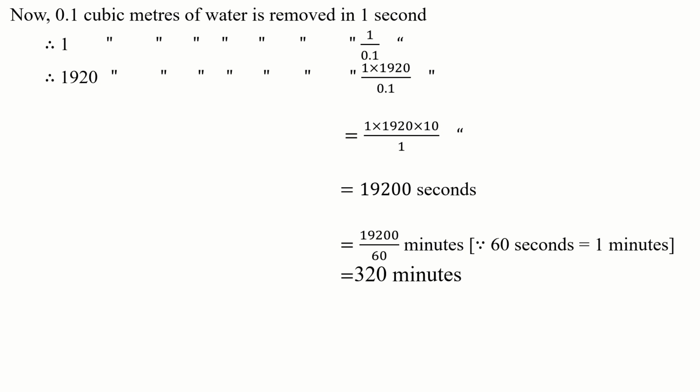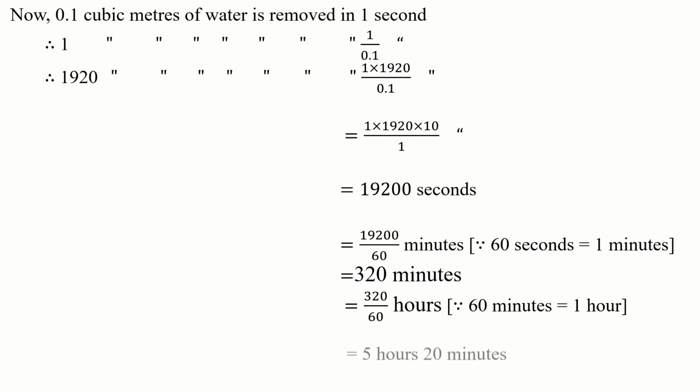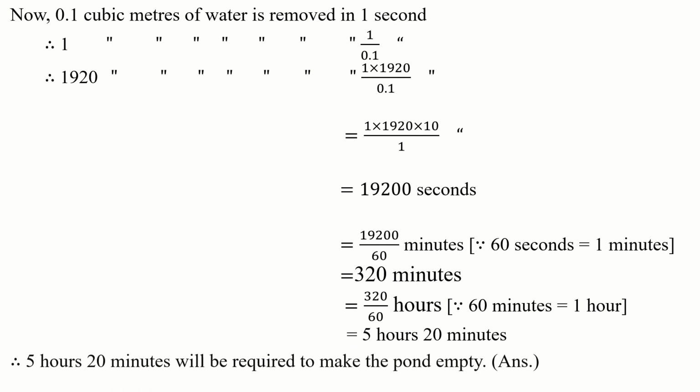This is equal to 320 minutes, and we convert this into hours. So we have to divide this by 60, as 60 minutes is equal to 1 hour. This is equal to 5 hours 20 minutes. Therefore 5 hours 20 minutes will be required to make the pond empty. This is the required answer. Clear?